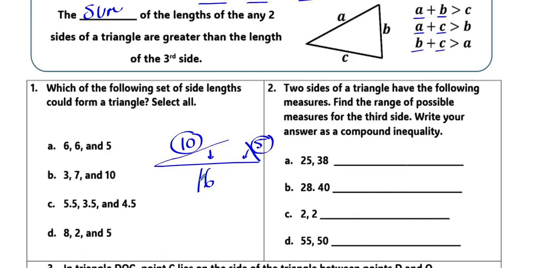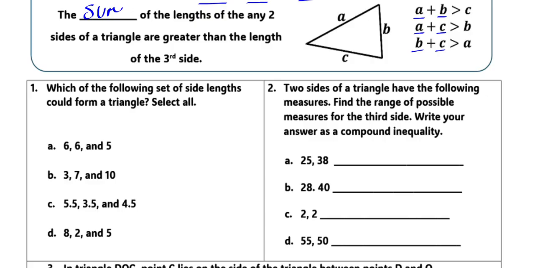These two short sides have to be bigger than 16 in order to reach that. If they're exactly 16, then they would go along that line and it would not form a triangle. They have to be lifted a little bit, so they have to be greater than 16 when we add them together.